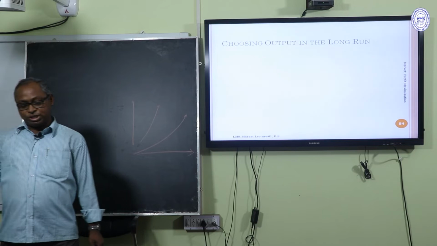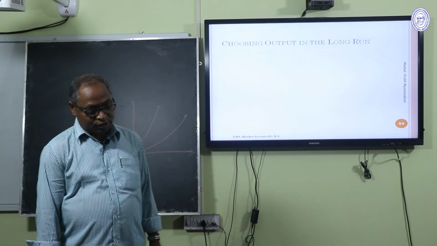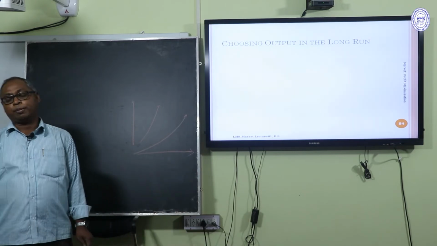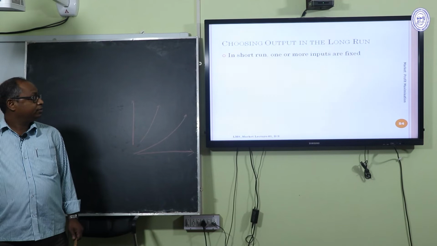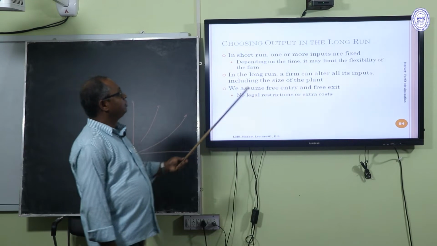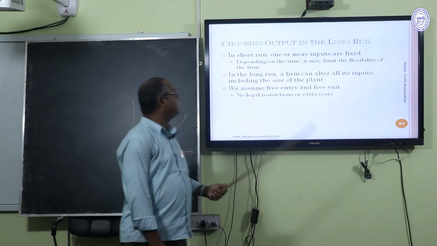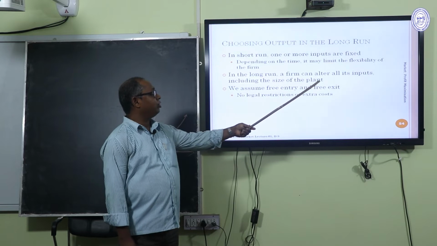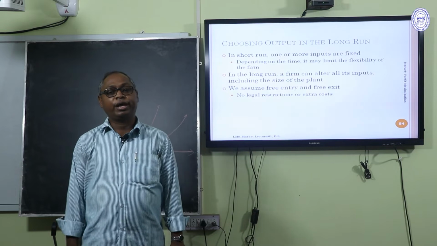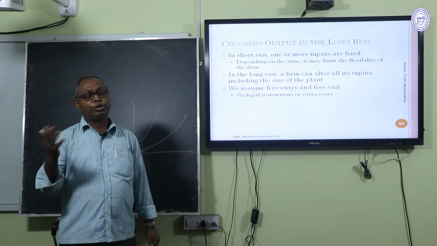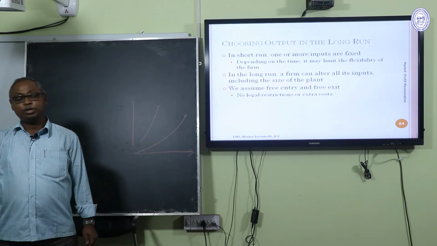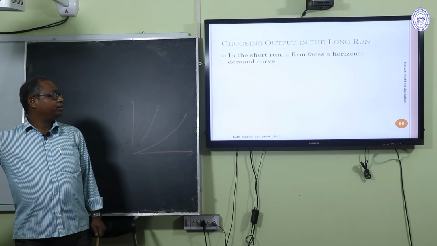The long run is a situation where everything can change in favor of production of the firm. In the short run, one or more inputs are fixed, but in the long run, the firm can alter all its inputs. So the basic difference is here. In the long run, the firm can change everything in favor of its production, and there should be no time restrictions.